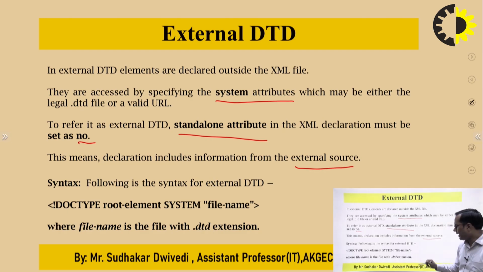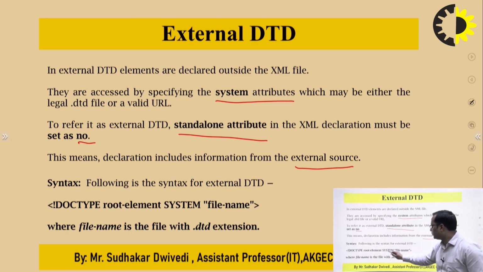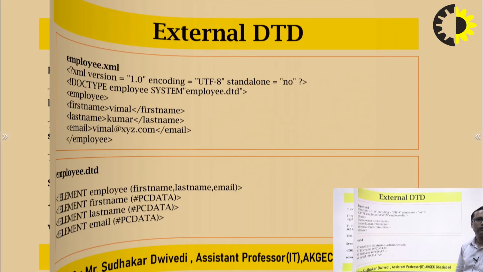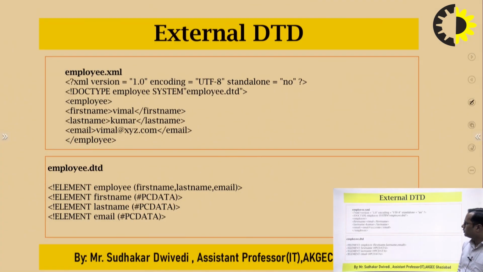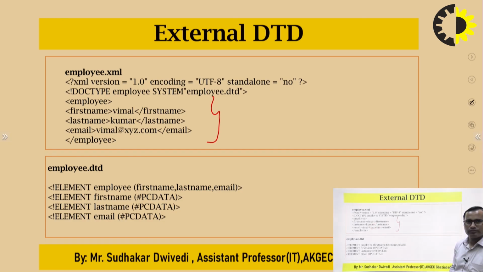So what is the syntax? Again, here is the DOCTYPE, then the root element, then we need to use the SYSTEM attribute, and in double quotation marks we need to mention the file name, which may be a valid .dtd file. See here, the same XML document. We are representing the employee information. Employee is the root element here, and there are three elements inside the employee element: first, last, and email. And we have created an external DTD for this.